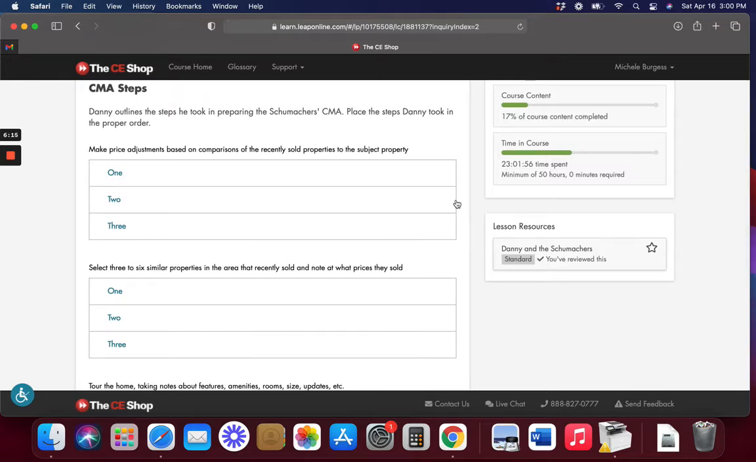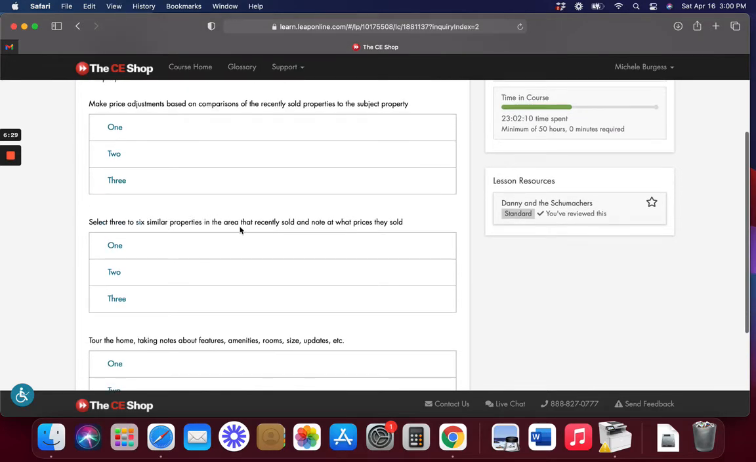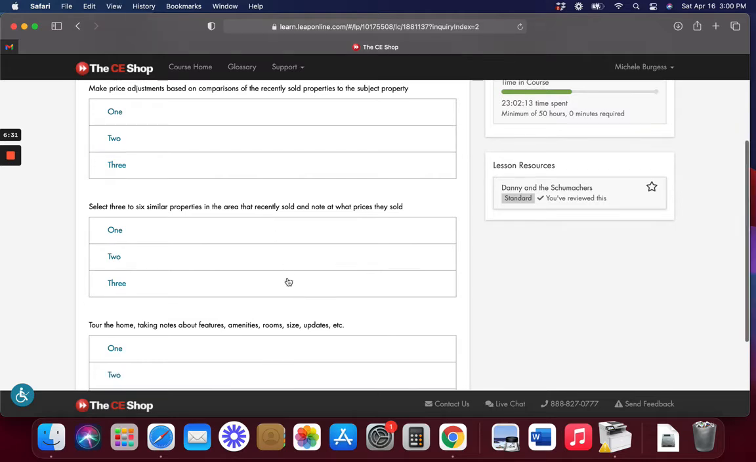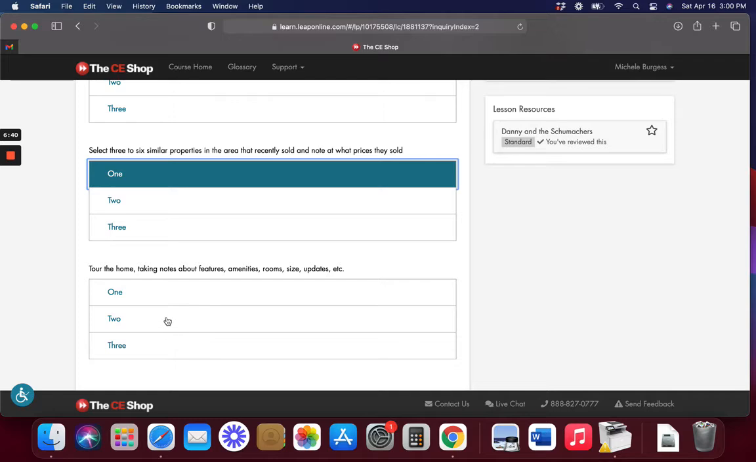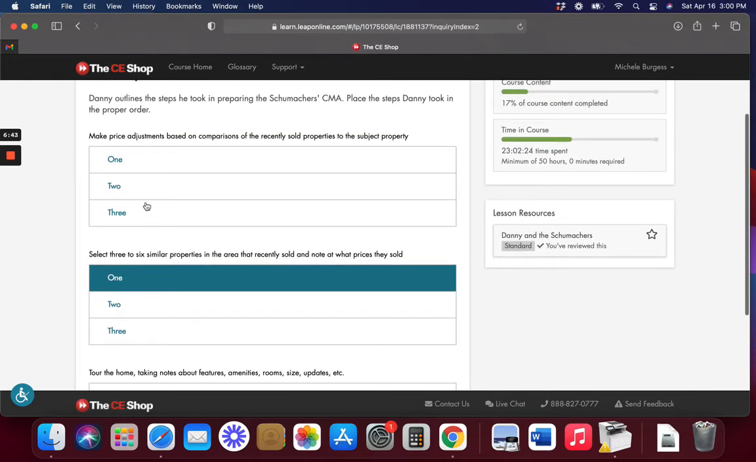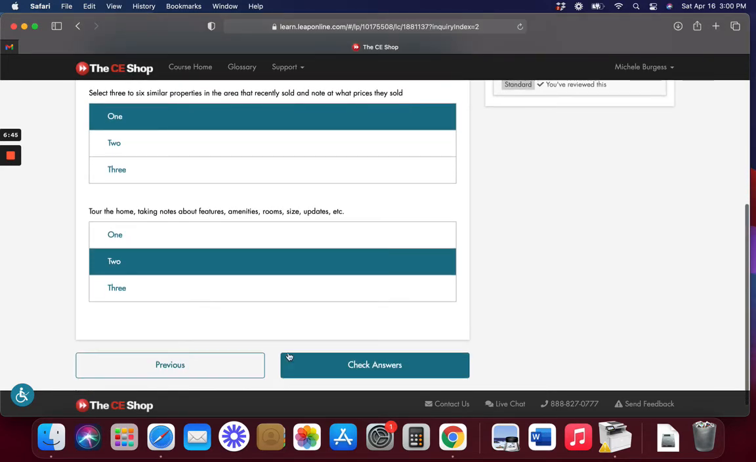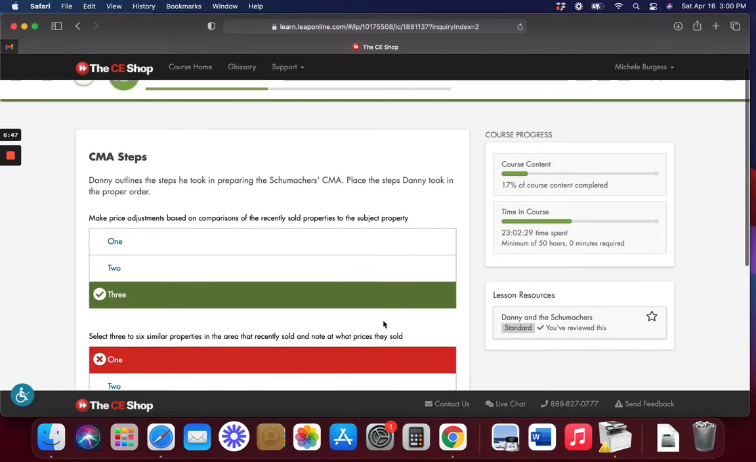All right. Danny outlines the steps he took in preparing the CMA, and he placed the steps Danny took in proper order. Okay. So we want to make price adjustments based on comparisons. Select 3 to 6 similar properties in the area. All right. I would do this first, and then I would go tour the home, and then I would make price adjustments. Now let's see if I'm right. I don't know. No, I got 2 of them wrong.